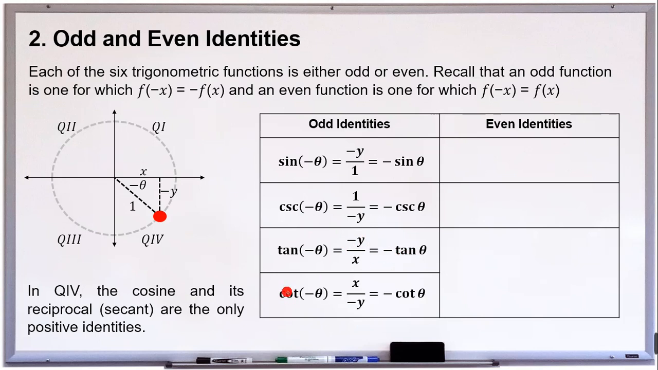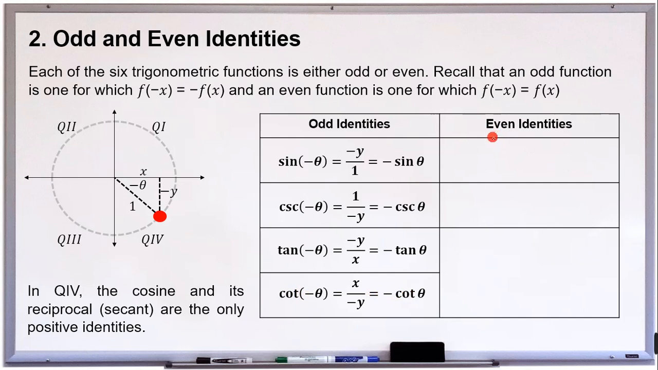Now for the cotangent, as we all know, it is the reciprocal of the tangent. So if the result of the tangent of the negative angle is negative, the same goes with our cotangent. So the cotangent of the negative of an angle is equal to the negative of the cotangent of the positive angle.